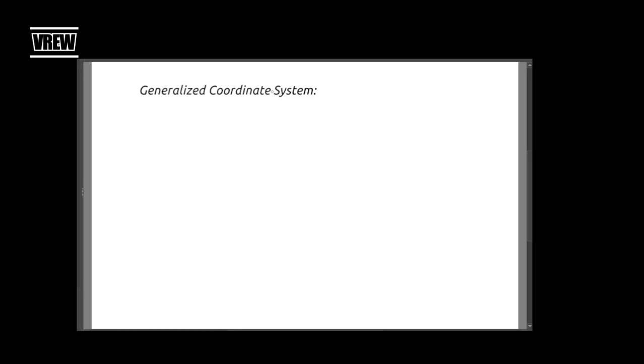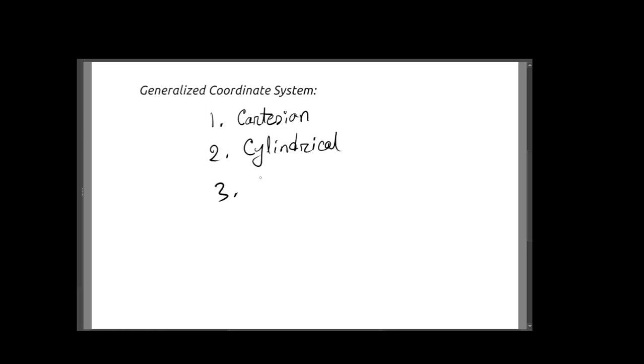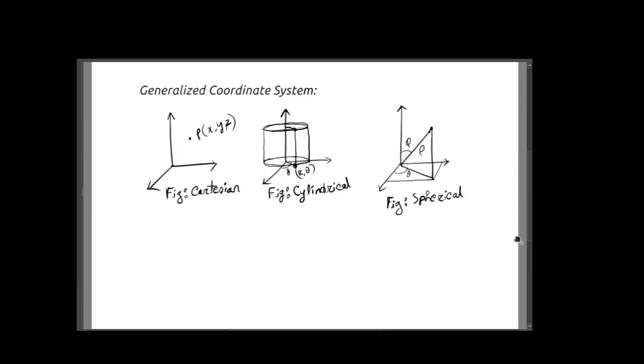Hi, if we want to talk about generalized coordinate system, first we have to recall some coordinate systems that we are familiar with. That is Cartesian coordinate system, cylindrical coordinate system, spherical coordinate system. These are three types of coordinate system we are familiar with. Here we have plotted cylindrical coordinate system, Cartesian coordinate system and spherical coordinate system.